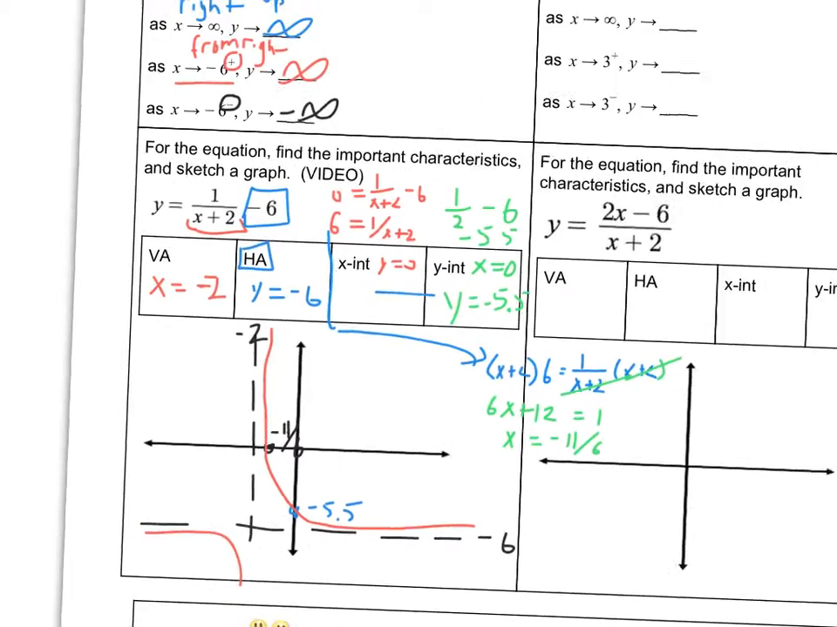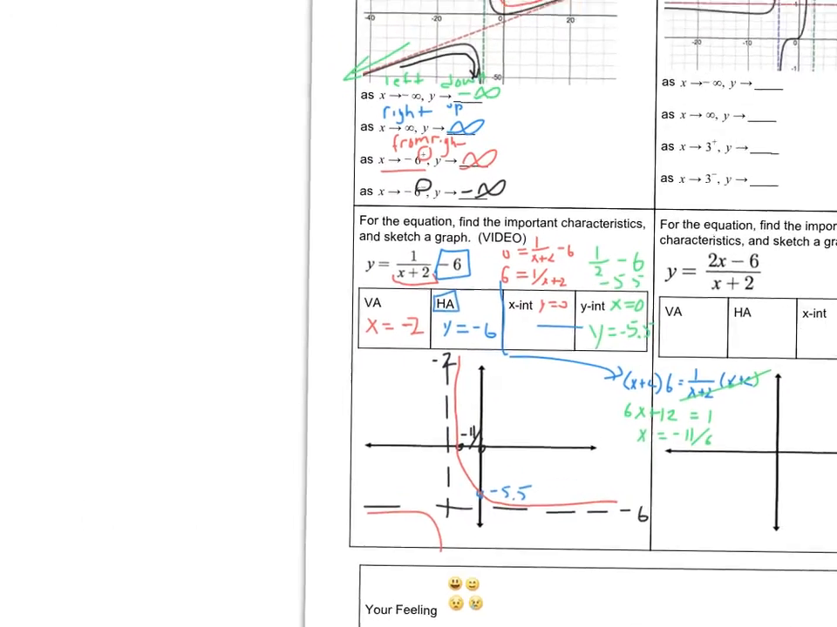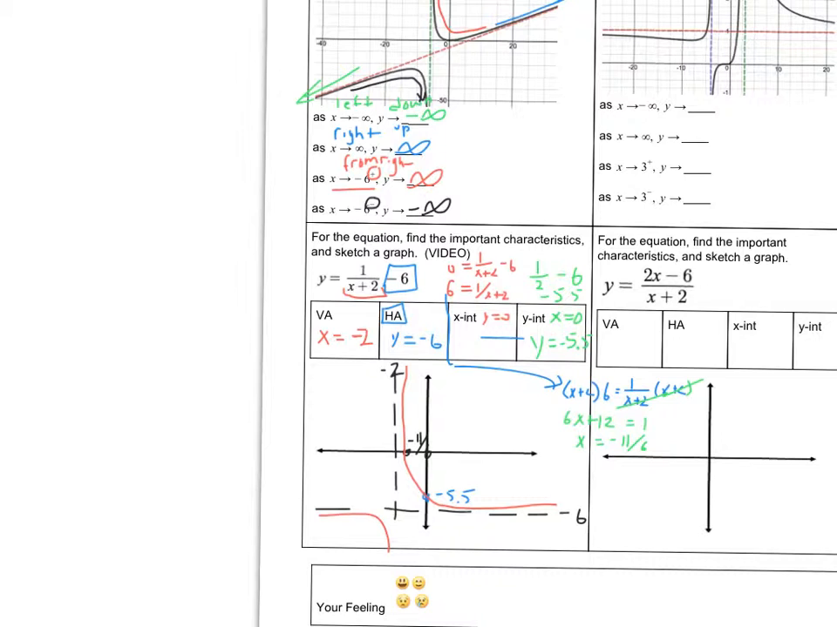Okay, we talked about a second way to kind of set this up. I'm going to do this off to the side, and the only thing I'm going to do is to think about this as two things being added together. And to do that, I need some common denominators. So I'm going to write this as 1 over x plus 2 minus 6 over 1.